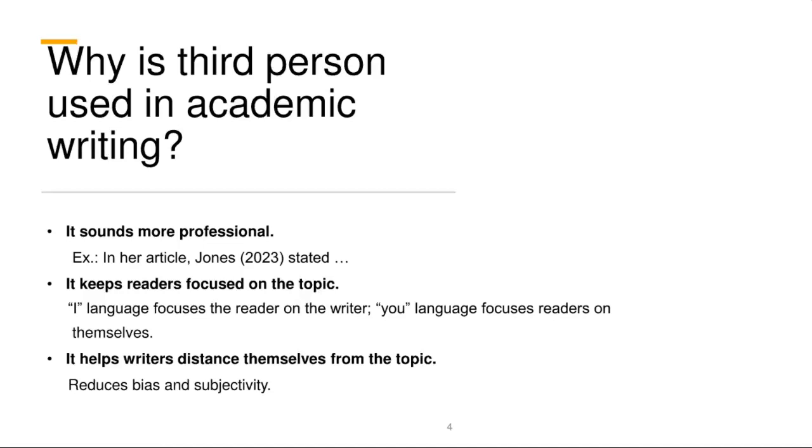The third reason to use third person is it helps writers distance themselves from the topic. Why would you want to do that? Why would you want to distance yourself, especially if it's something that you passionately care about? Well, you want to do that because it reduces the appearance of bias and subjectivity. And that's important in writing because you want to create a professional identity when you're writing by assuring the reader that you can be trusted.